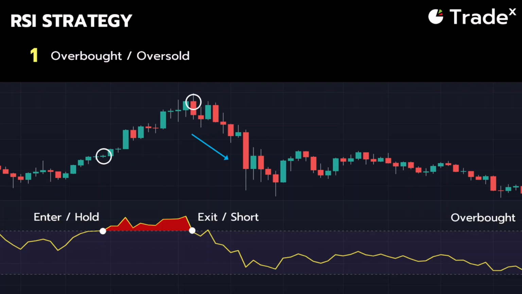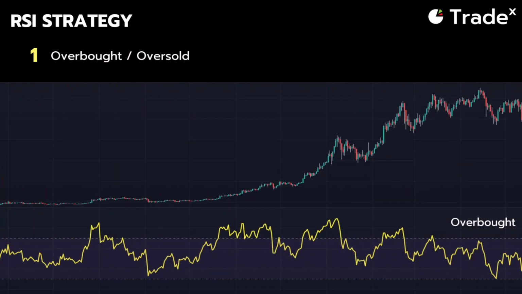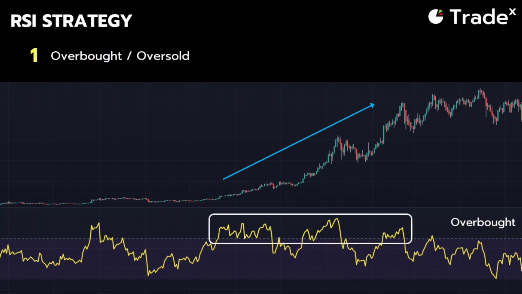Based on prior examples, this strategy might seem effective, but it has its drawbacks. During a prolonged uptrend, for instance, the RSI can remain in the overbought zone for an extended period.